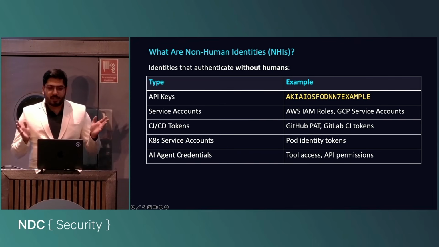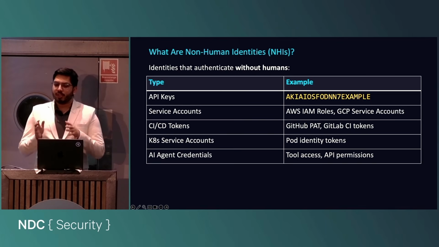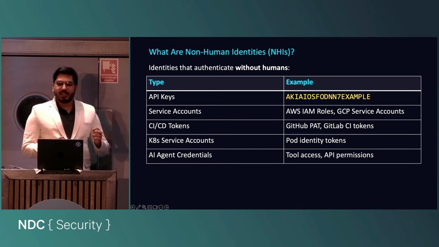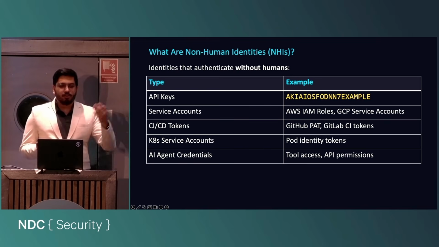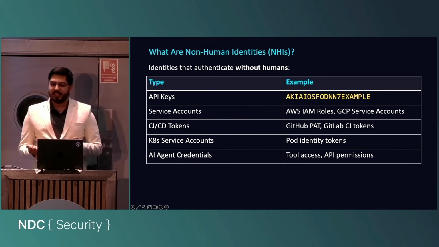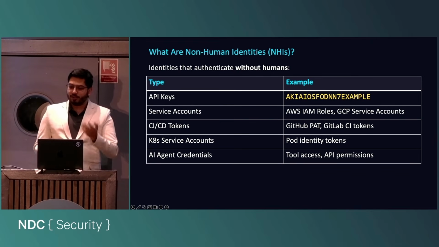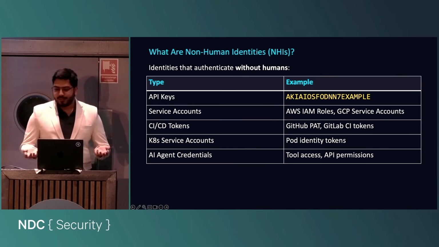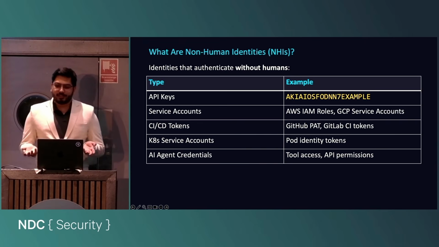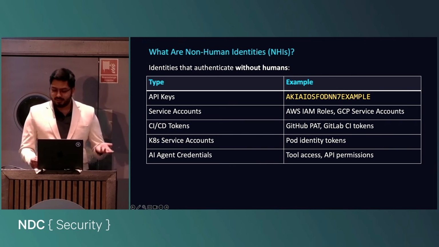So, what are non-human identities? That is anything that authenticates without a human in the loop. These can be your API keys, your IAM roles, your CI/CD tokens, the Kubernetes service accounts, your AI agent credentials. The GitHub personal access token your pipeline uses, that's a machine identity. That IAM role that your Lambda service assumes, that's an NHI. The OpenAI API key that your agent calls, again, NHI. So these require no passwords. You cannot enforce MFA, and there's no human in the loop.